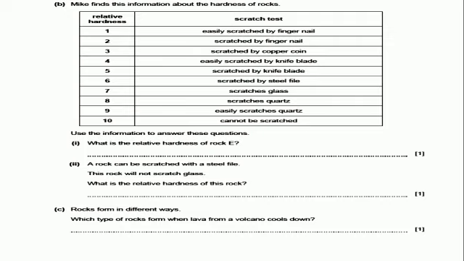Question B1. What is the relative hardness of rock E? Rock E can be scratched by copper coin, knife blade, and the steel file. Which one will you choose? 3 or 4 or 5 or 6? You will choose the least one. Okay, because it can be scratched by the copper coin, so you will choose number 3.